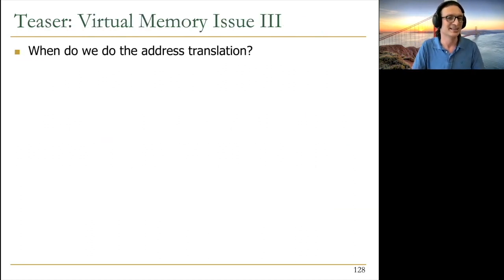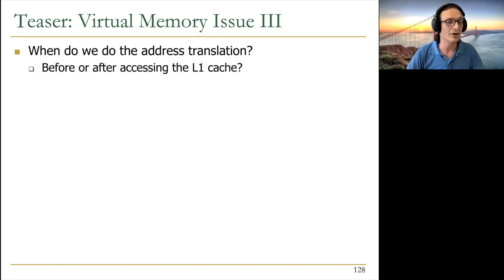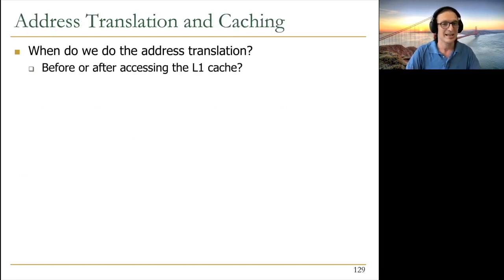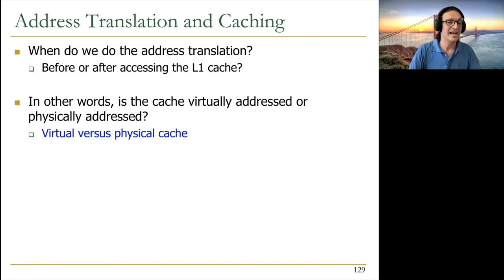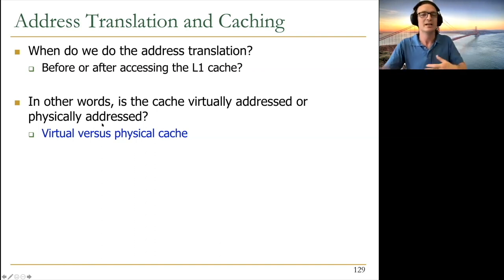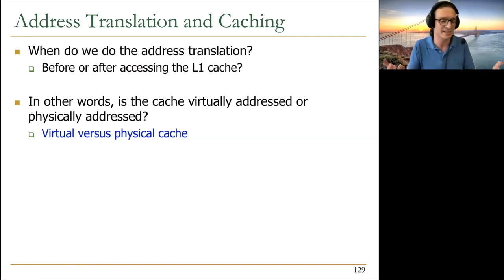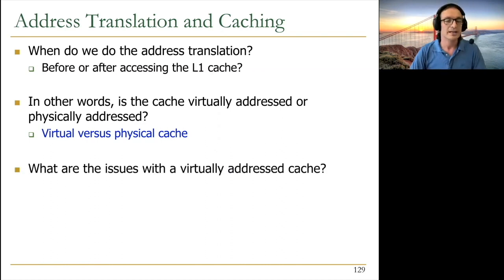So this is a teaser. When do we do the address translation? Do you do it before or after accessing the L1 cache? In other words, is the cache virtually addressed or physically addressed? And this is a fundamental choice at the L1 level, but you could also potentially move it to the L2, L3 levels, but it doesn't make sense fully at some point. And then the difficult question is, what are the issues with a virtually addressed cache?